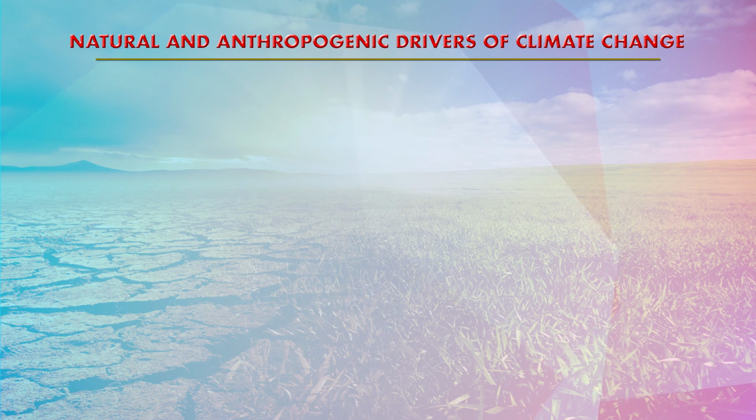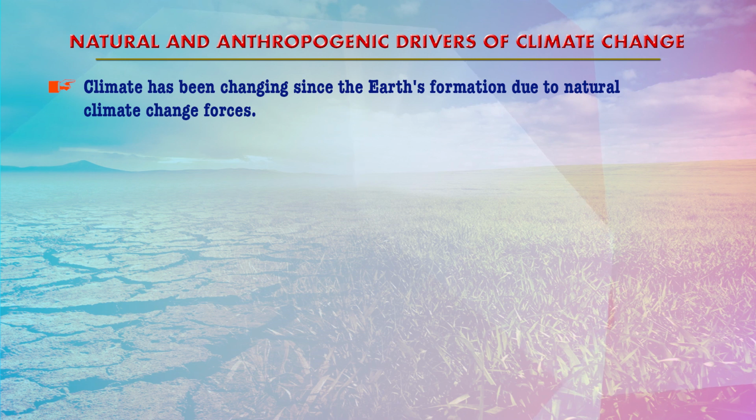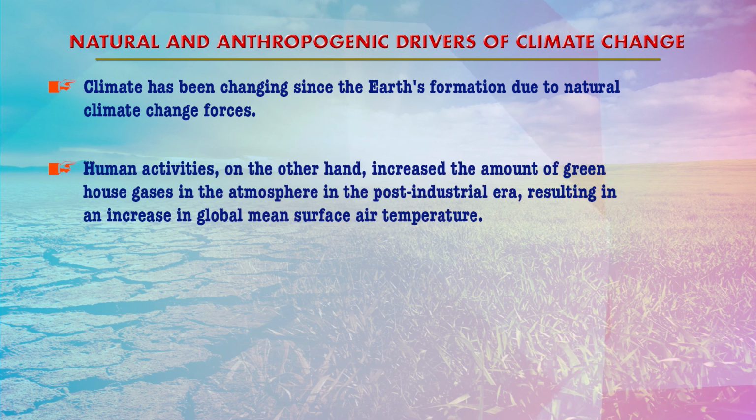Now, natural and anthropogenic drivers of climate change: climate has been changing since earth formation. There have been glacial and interglacial periods, but human activities after the industrial era have resulted in an increase of greenhouse gases, and that resulted in an increase of temperature. Now, are there any linkages with human activities? Whenever any event occurs, we call them extreme events linked to climate change. How do we know that this is related to human-made emissions?